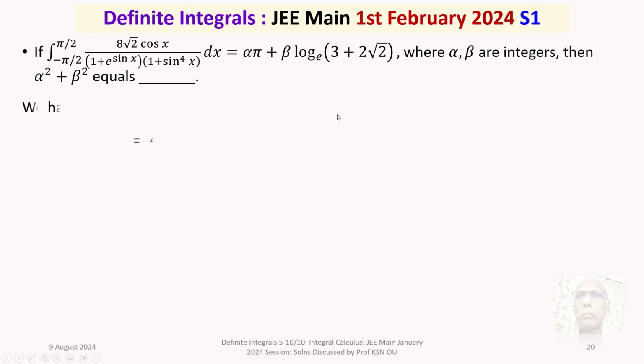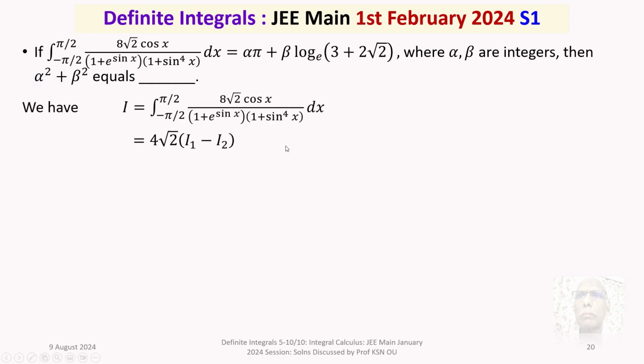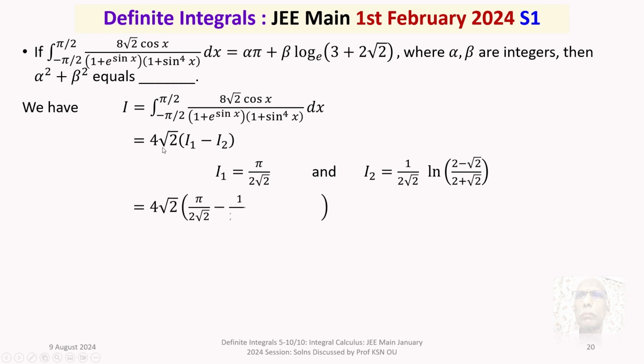Right. So we have this, and we got the values of I1 and I2. Simply substitute here. I is equal to 4 root 2 times I1, which is pi by 2 root 2, minus I2, which is 1 by 2 root 2 into ln of (2 minus root 2) by (2 plus root 2). This minus we have taken inside. Then this a by b will become b by a.